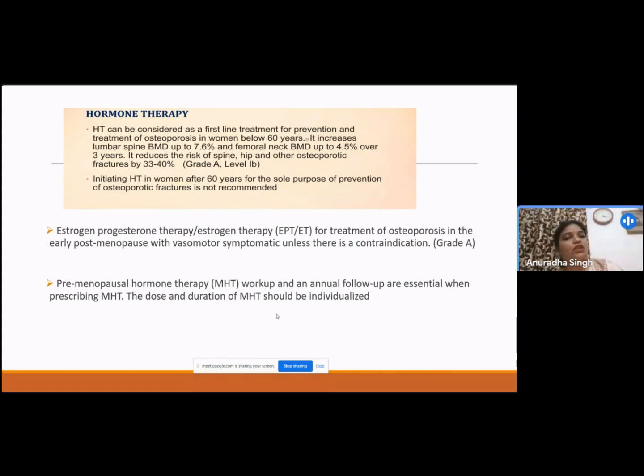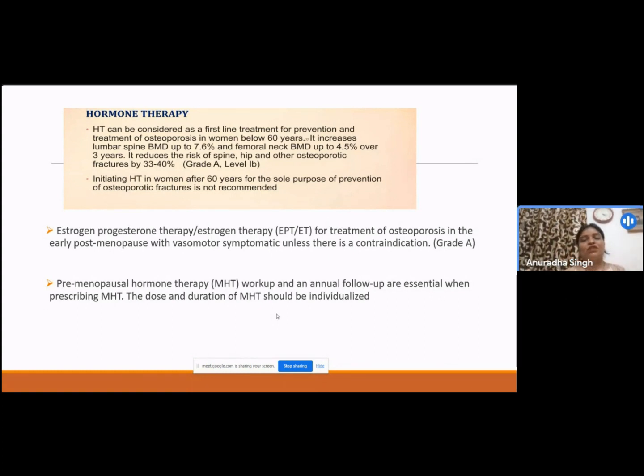Hormonal therapy, Dr. Jyoti ma'am has already talked about. It is considered a first line treatment for prevention and treatment of osteoporosis below 60 years, and the effect is as high as 33 to 40% in preventing the fractures. It is either estrogen-progesterone or only estrogen therapy for the treatment of osteoporosis in the early post-menopause, and especially with vasomotor symptoms, unless there is a contraindication.